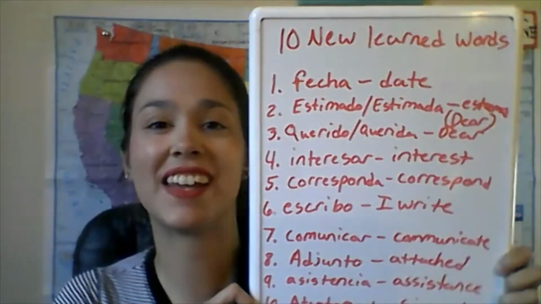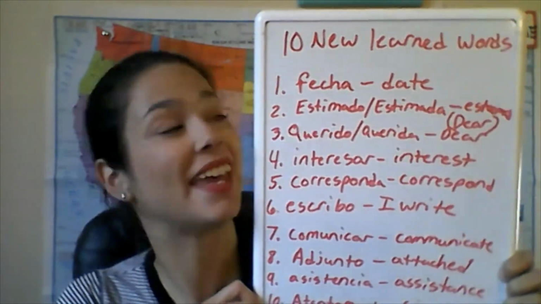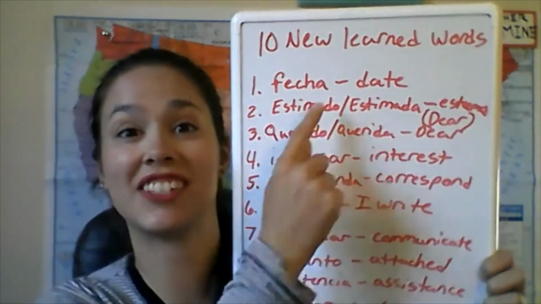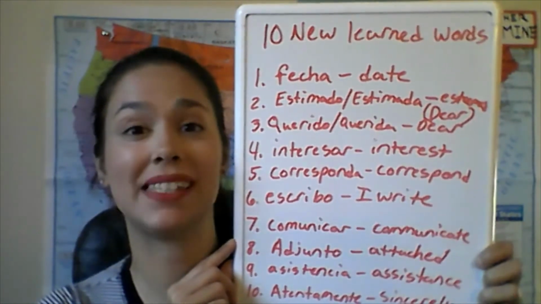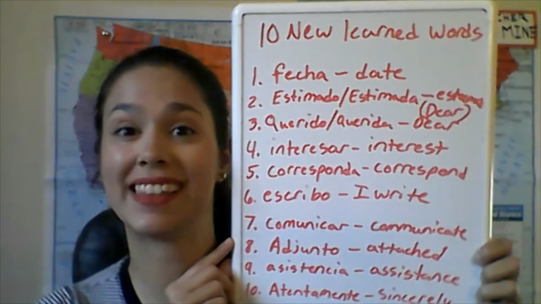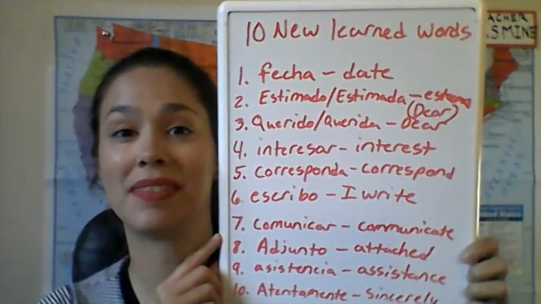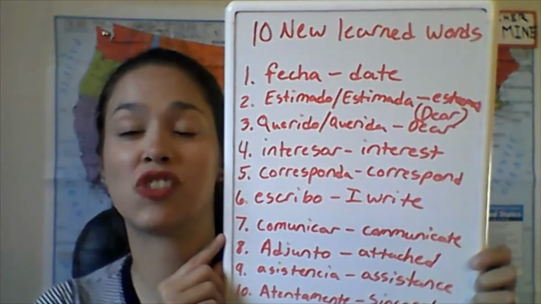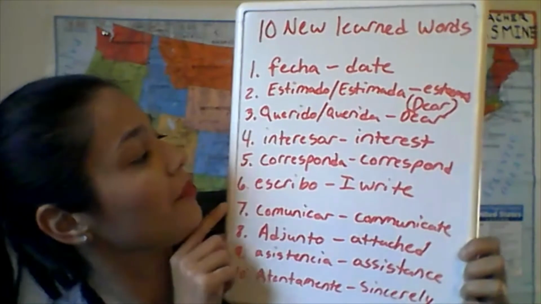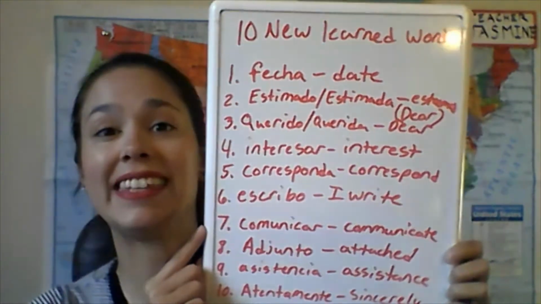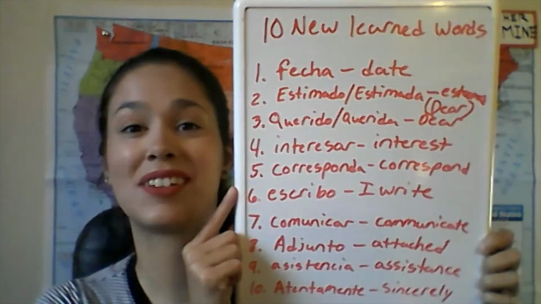Way to go! Finally, let's review our 10 new learned Spanish words from today's lesson. Here's our first one. Fecha, date. Estimado or estimada means esteemed, or when writing a letter, we would use it as dear. Querido or querida, dear. And we use this greeting when writing a letter in Spanish to show endearment. The next one. Interesar, interest. Corresponda, correspond.